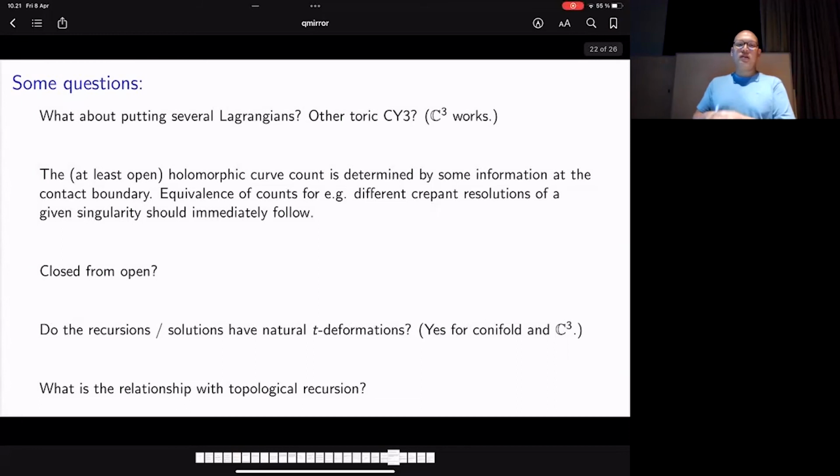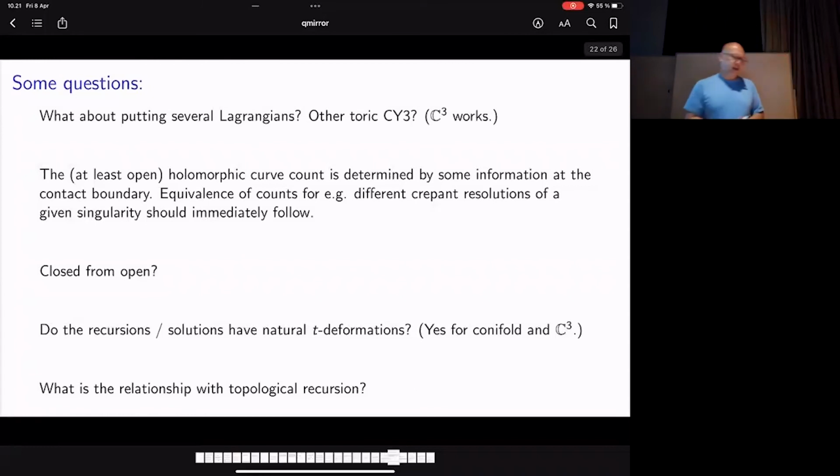And therefore, there used to be some kind of question, probably resolved by now, about whether different crepant resolutions of a singularity give the same Gromov-Witten invariants. This implies a priori the answer is yes, at least for these open curve counts, because the curve count is determined at infinity.